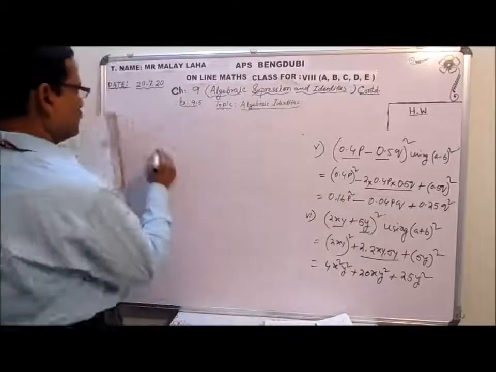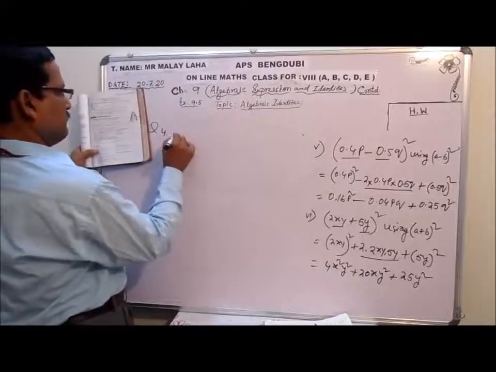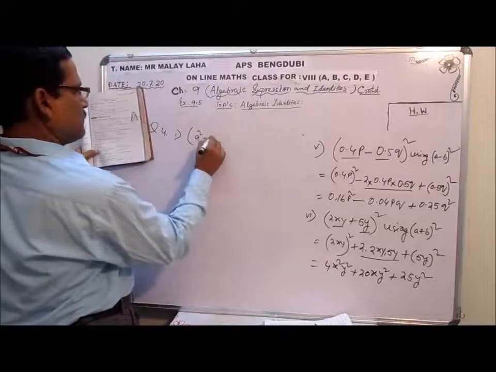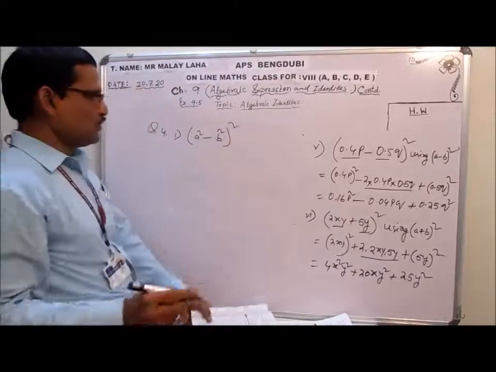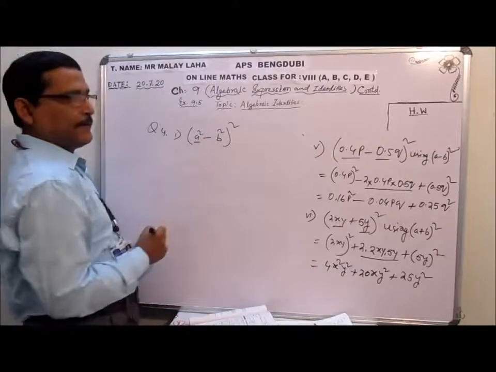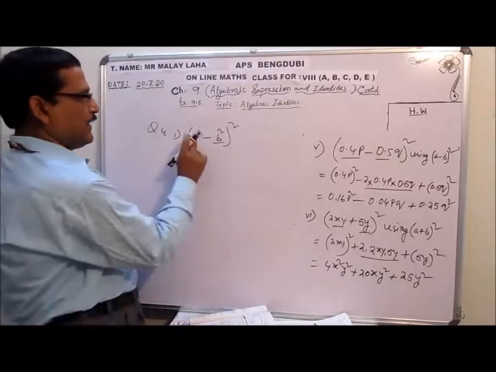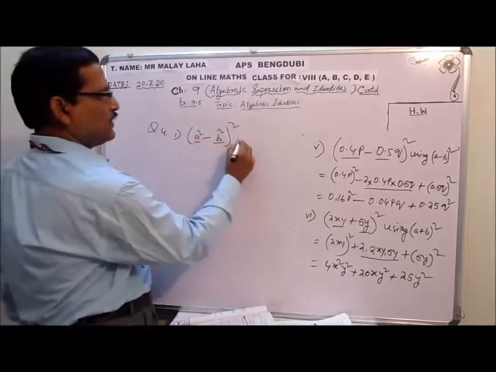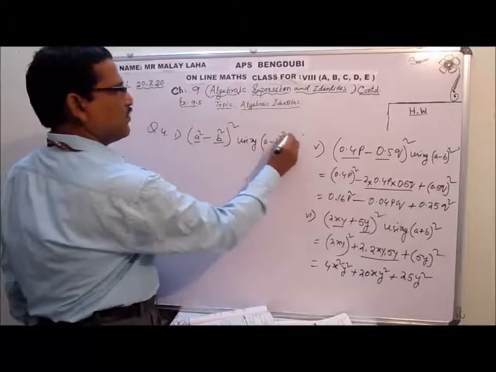Question number 4. Simplify (a² − b²)². So treat this one as a and this one as b. Forget about the square, so then it is (a − b)², using the identity (a − b)².